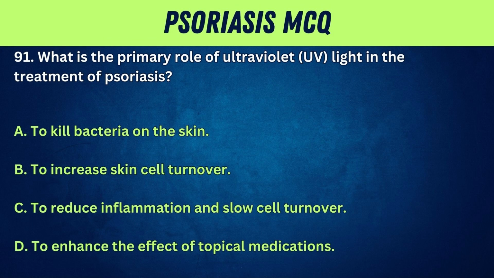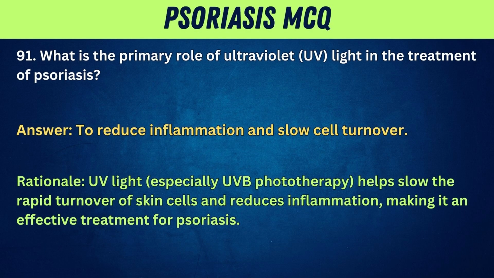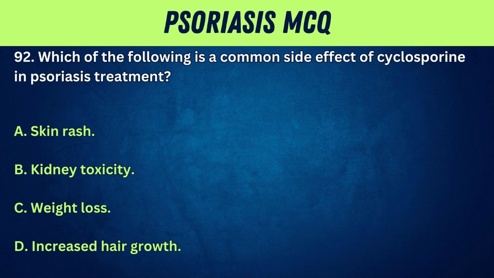91. What is the primary role of ultraviolet (UV) light in the treatment of psoriasis? A. To kill bacteria on the skin. B. To increase skin cell turnover. C. To reduce inflammation and slow cell turnover. D. To enhance the effect of topical medications. Answer: to reduce inflammation and slow cell turnover. Rationale: UV light, especially UVB phototherapy, helps slow the rapid turnover of skin cells and reduces inflammation, making it an effective treatment for psoriasis.